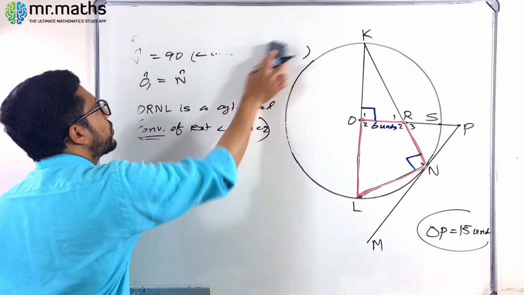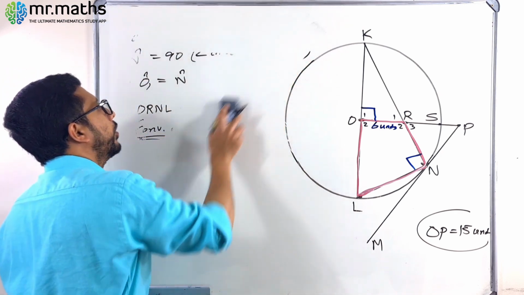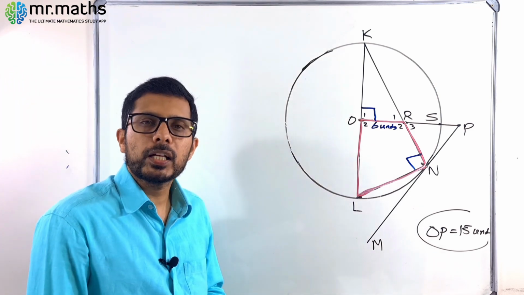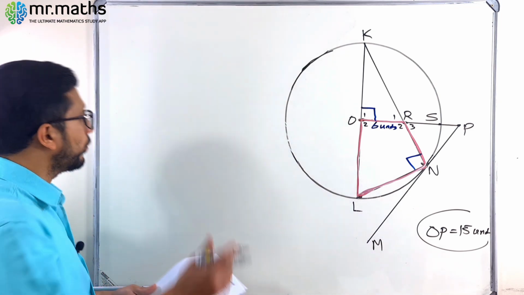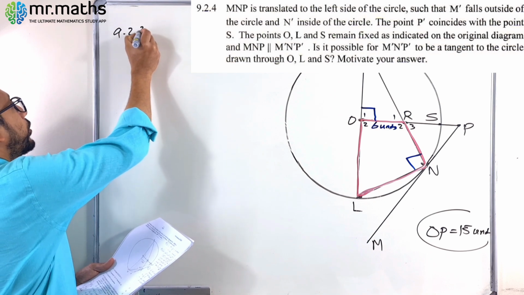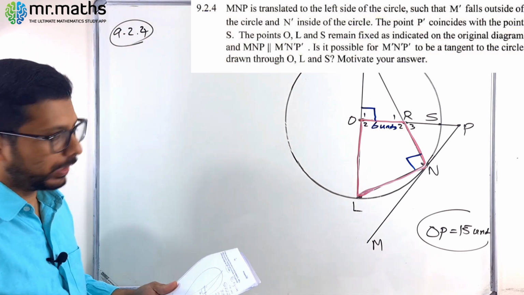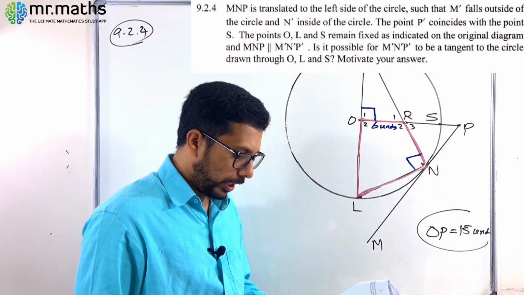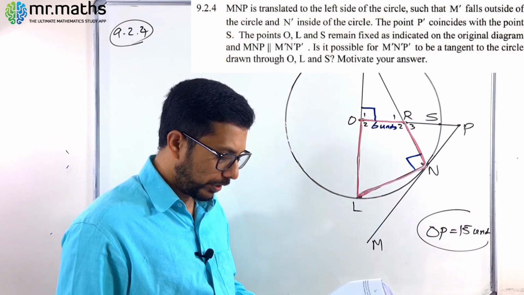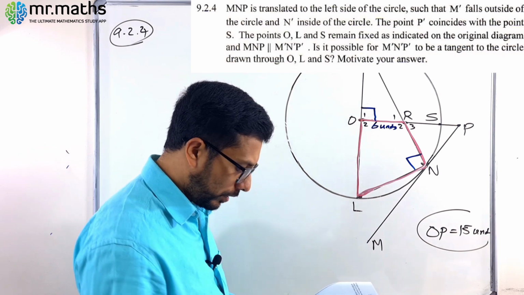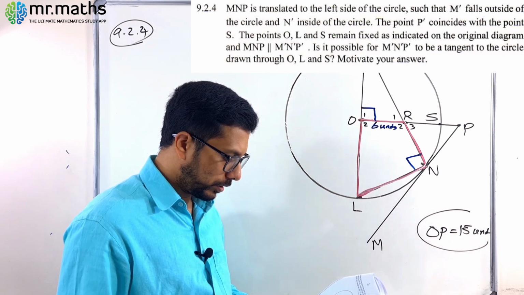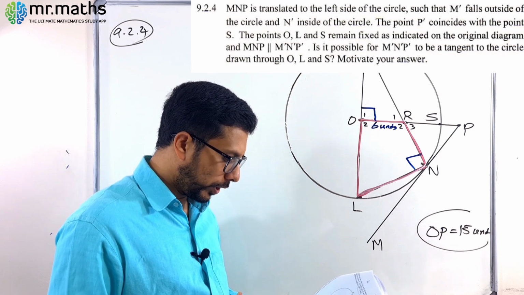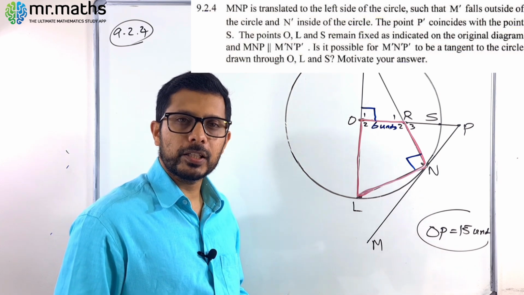Now let's move to the next question, number 9.2.4. What is that question? Here it is like a paragraph. MNP is translated to the left side of the circle such that M dash falls outside the circle and N dash inside the circle. The point P dash coincides with the point S. What is the meaning of that sentence?